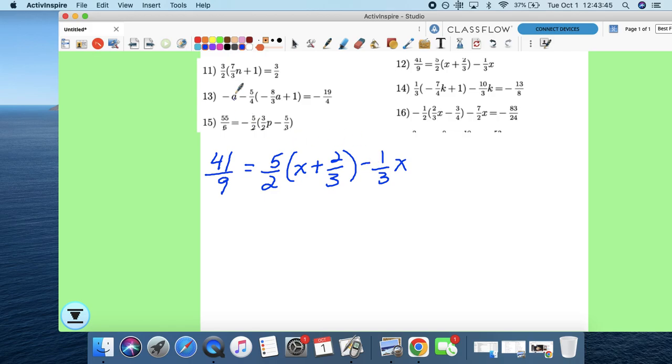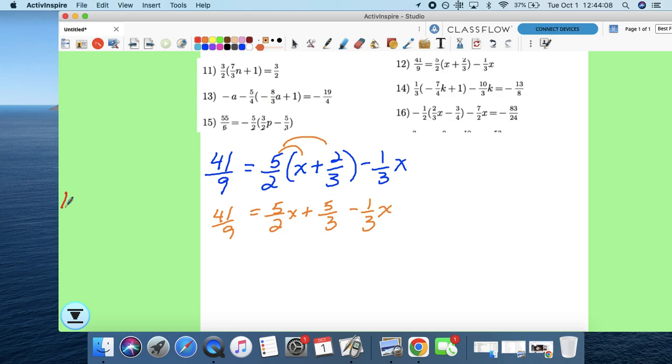So first step, let me get rid of those parentheses before I find the LCM. So I get 41 over 9. Multiply these two, I get 5 over 2x. Multiply these two, I'm going to get simplified, right? And you should simplify. You're going to get 5/3 minus 1/3 x. Good. Now I can find the LCM.